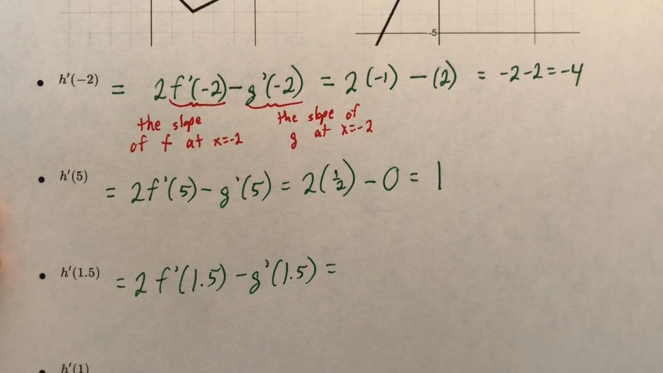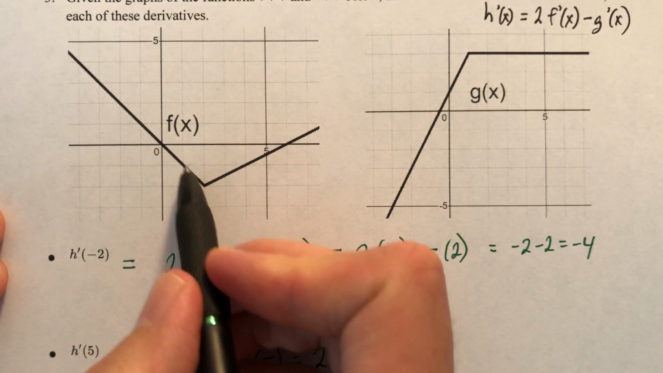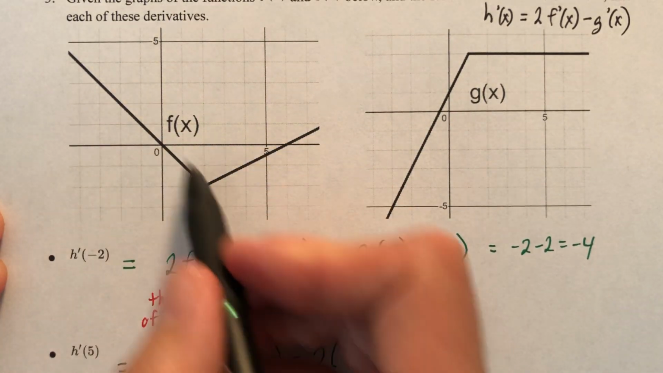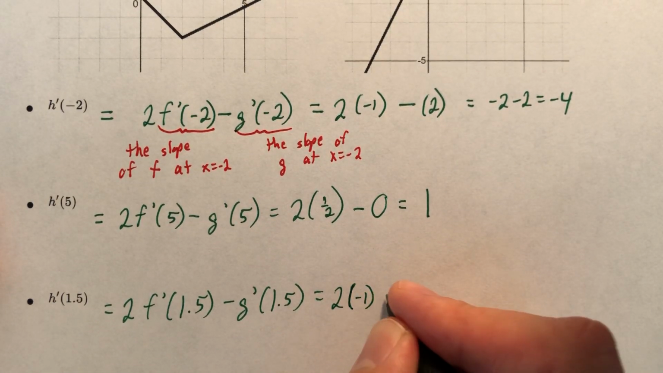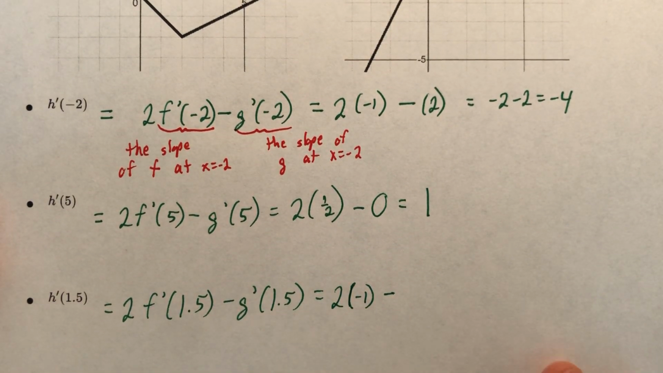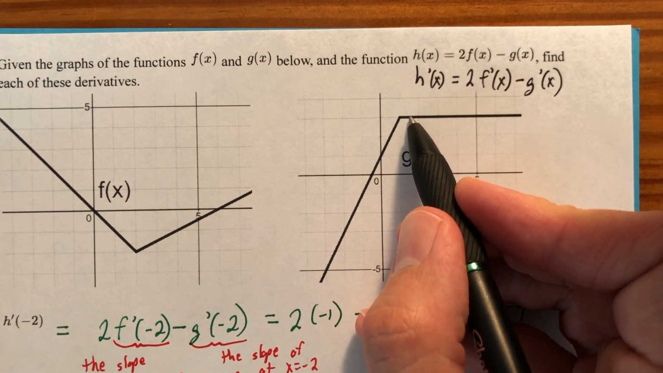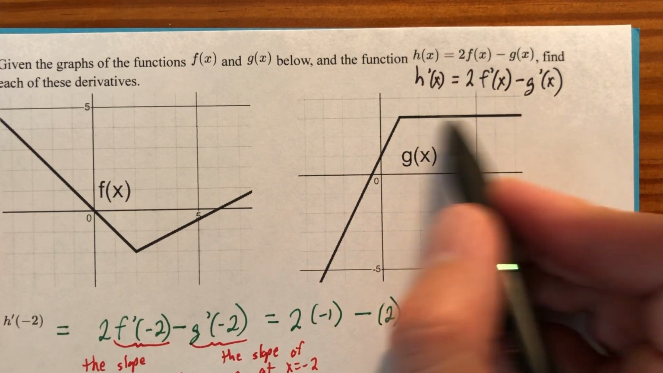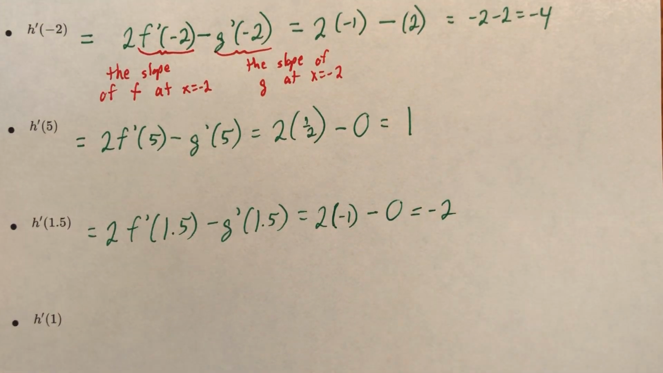One and a half. The slope at 1.5. That puts us on this segment. This segment has a slope of negative 1. So 2 times negative 1, and subtract g prime of 1.5. 1.5 is there. We're dealing with this segment. This segment has a slope of 0, so negative 2. All right, one more.